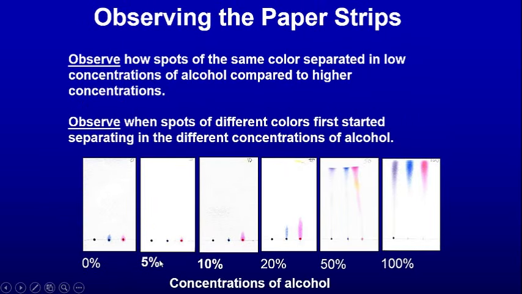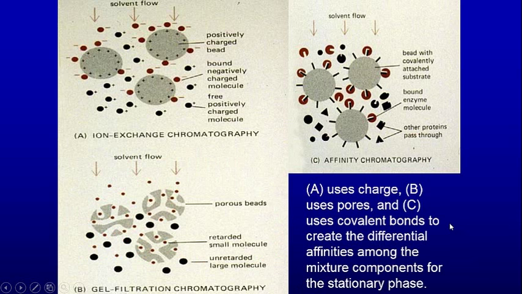So these are different concentrations of alcohol, and these are three different colors of Sharpie pens. And you can see when we got 20% alcohol, we started seeing some flaring there of the red dye. 50% showed that the red was really red and yellow, as we can see. And then when you get to 100%, you got maximum migration. So in other words, Sharpie pen is more alcohol soluble than it is water soluble.